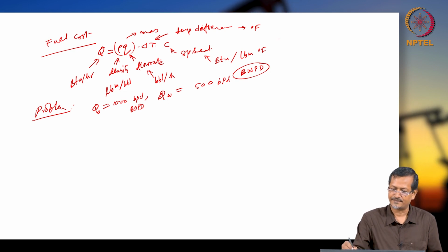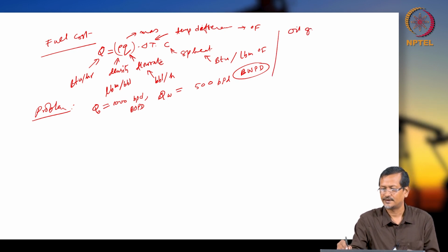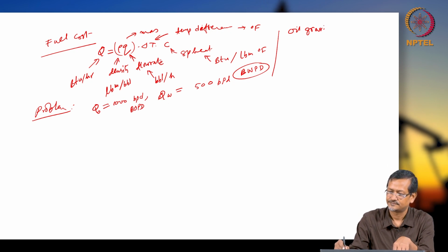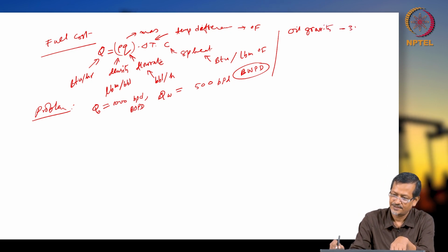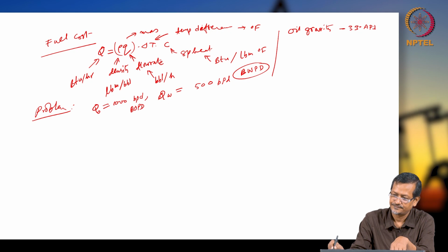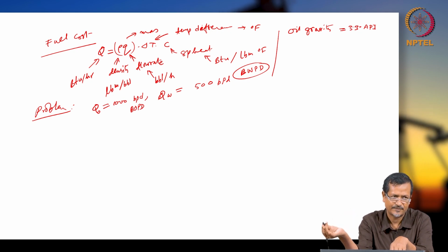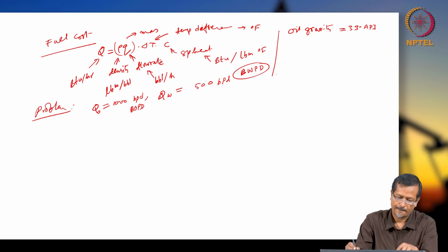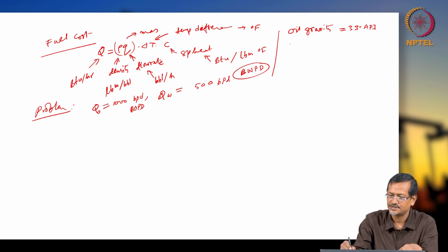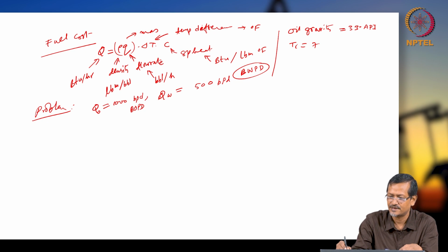Oil gravity is given: 33 degree API. So that means it is a light oil zone, medium or light oil. All right. Oil gravity is there. Inlet temperature is given: 70 degree Fahrenheit.